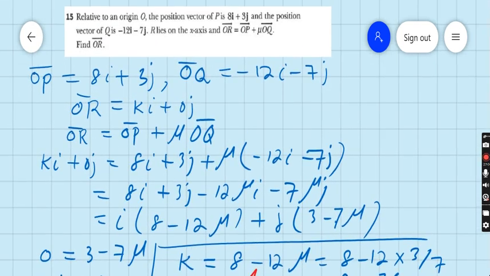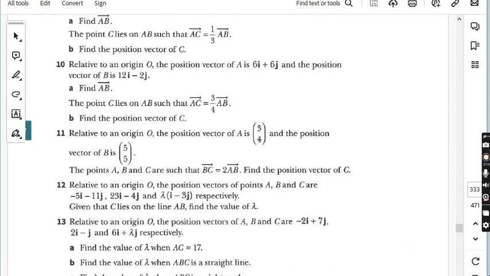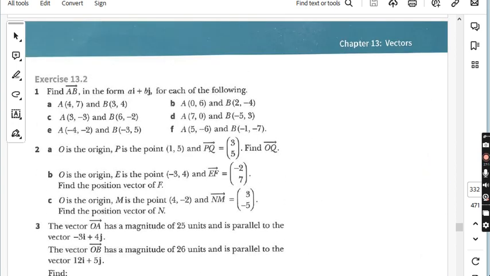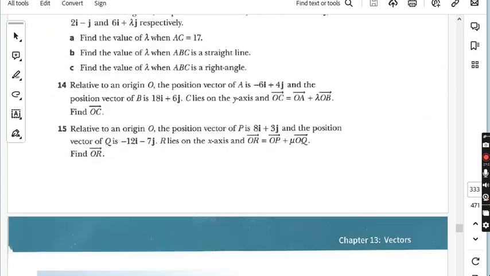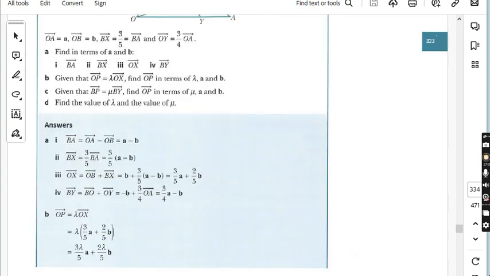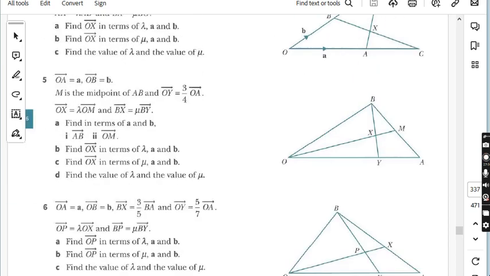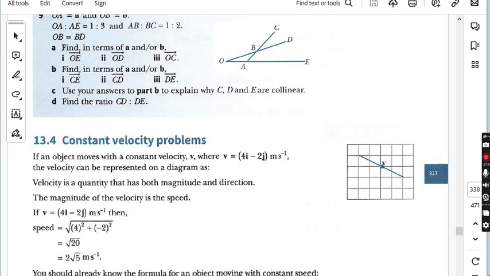So students, this is exercise 13.2. Today we have successfully finished the remaining questions of exercise 13.2. A little bit lengthy but very important. We have done all questions just like we did in previous chapters, all parts with understanding. What is next? 13.3 vector geometry. Very easy. How many questions? 1 2 3 4 5 6 7 8, and the last one is a constant velocity problem.